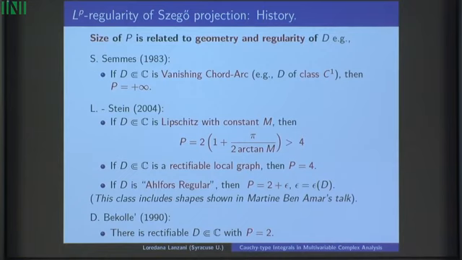So the reason why we're interested in this question is that it seems that the size of this range has something to do with the geometry and the regularity of the ambient domain. So there is a result of Stein and Sams. It doesn't prove this theorem exactly, but if you put the pieces together, you get the theorem.